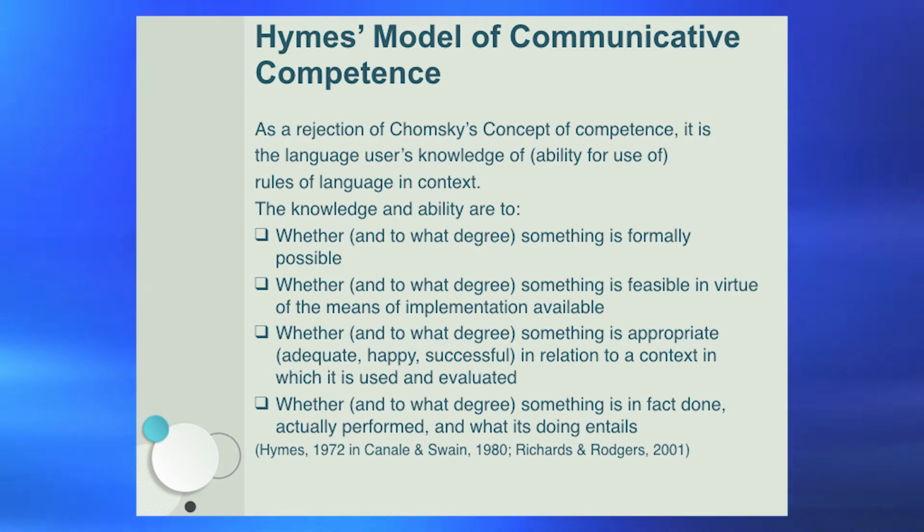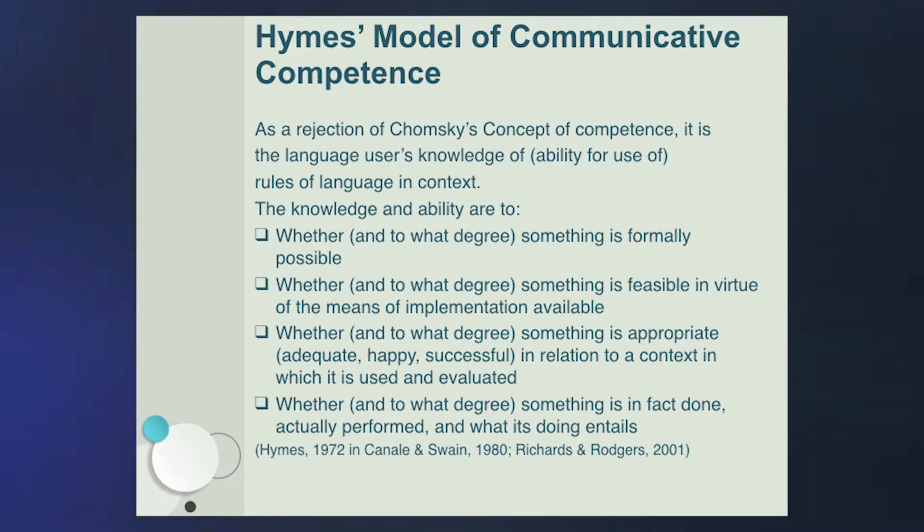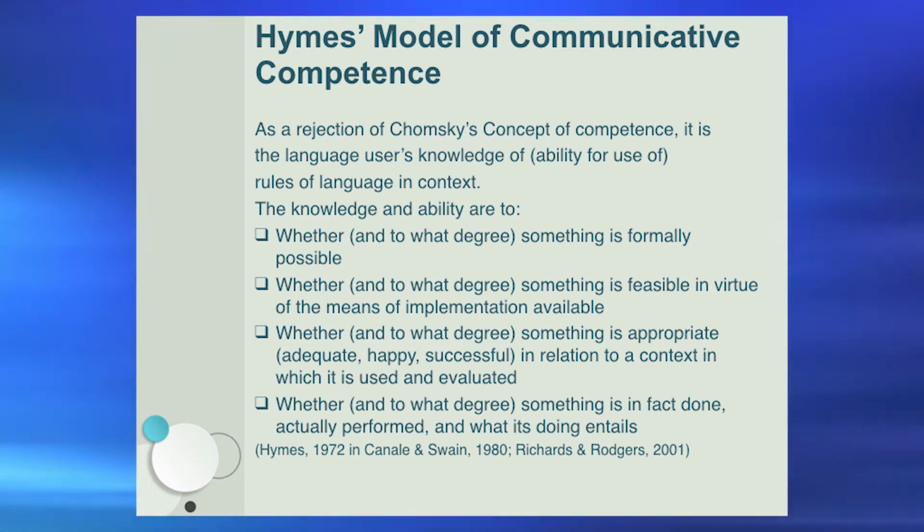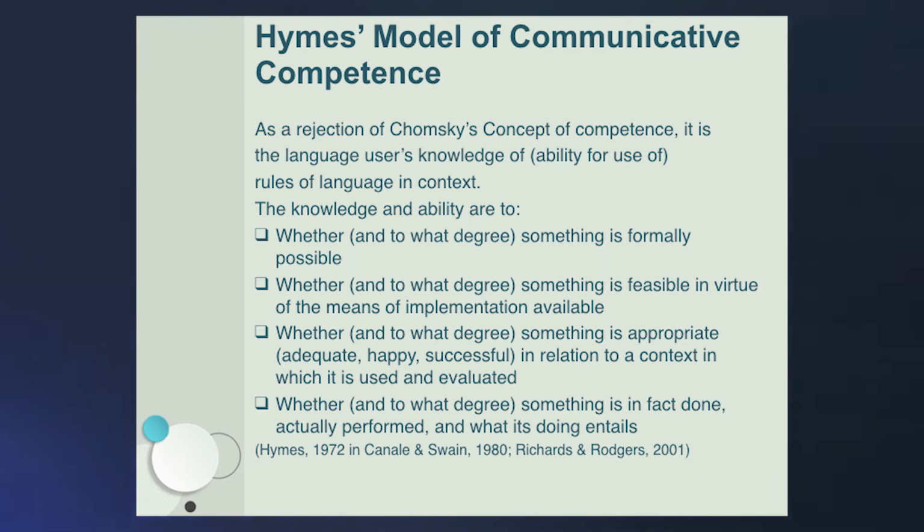Hymes' model of communicative competence brought a sociolinguistic perspective, with assumptions of theories of language and its use in social context. Hymes proposed the theory of competence as a rejection of Chomsky's concept of competence, including the language user's knowledge and rules of language in context. The knowledge and ability are: whether and to what degree something is formally possible; whether and to what degree something is feasible in virtue of the means of implementation available; whether and to what degree something is appropriate in relation to a context in which it is used and evaluated; whether and to what degree something is in fact done, actually performed, and what its doing entails.